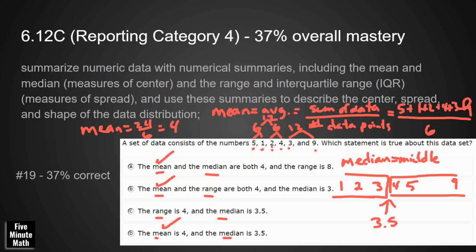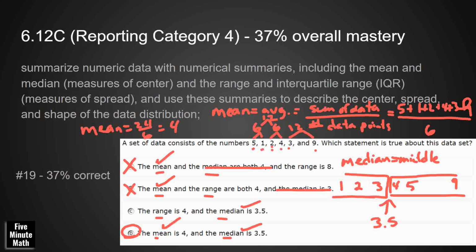Okay, so we can eliminate A because it says the median is 4, and that is incorrect. The mean and the range are both 4, I don't know, and the median is 3. That is incorrect. The range is 4, maybe. The median is 3.5, yes. And the mean is 4, and the median is 3.5. Okay, so D is correct on both, which means the range must not be 4.